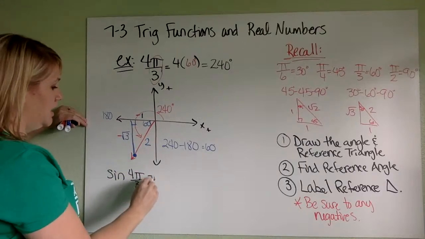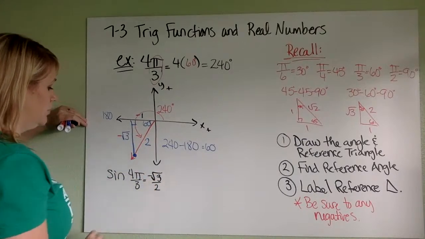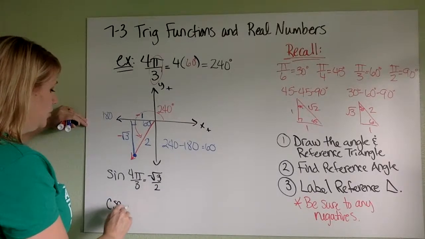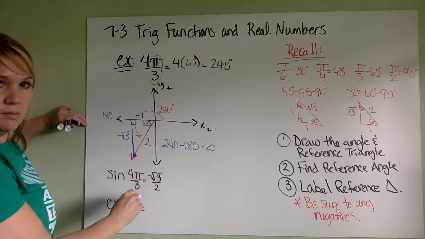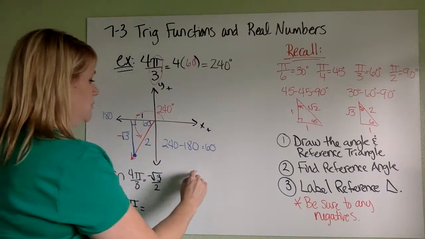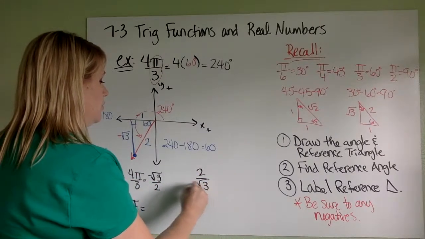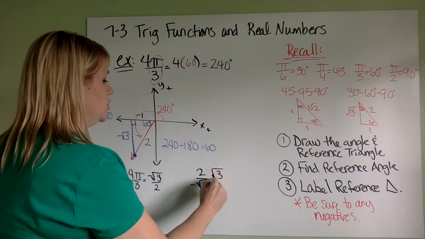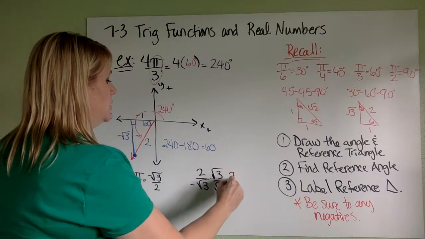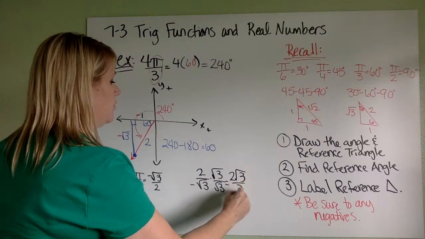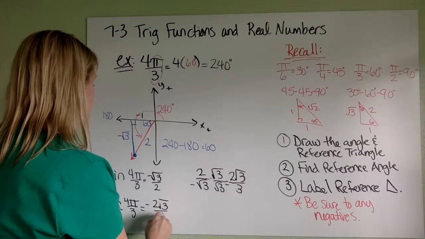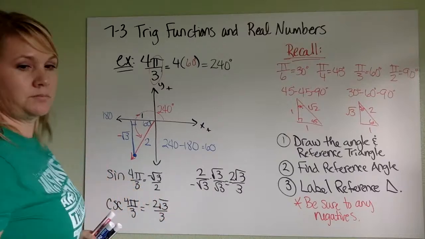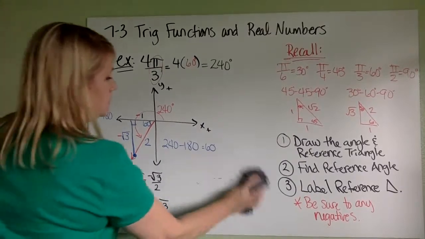Okay, so our sine of 4 pi over 3, using our angle right here, opposite over hypotenuse, a negative square root of 3 over 2. So when I do my reciprocal, which is cosecant, I just want to reciprocate that, right? So now it's going to be 2 over the square root of 3, and then I have to rationalize that. So I end up with 2 square roots of 3 over 3, negative. So negative 2 square roots of 3 over 3. Let me erase this.